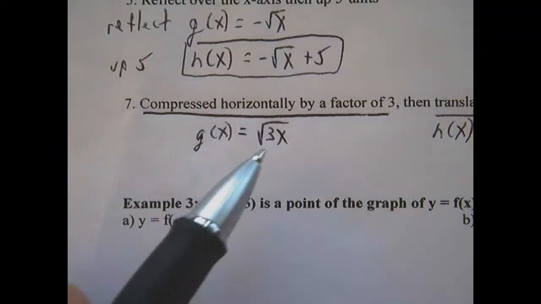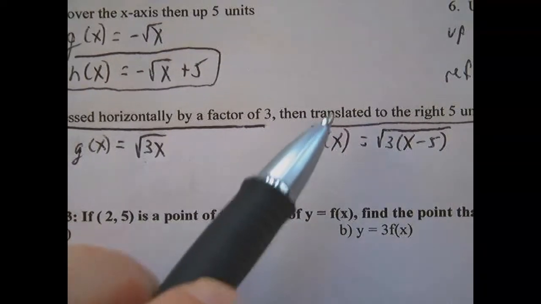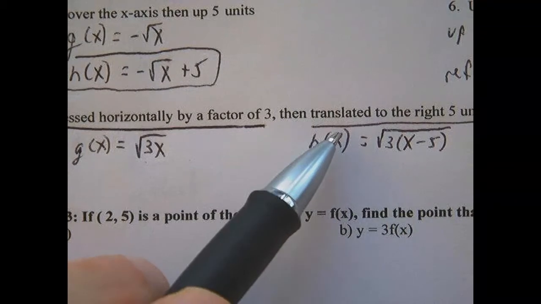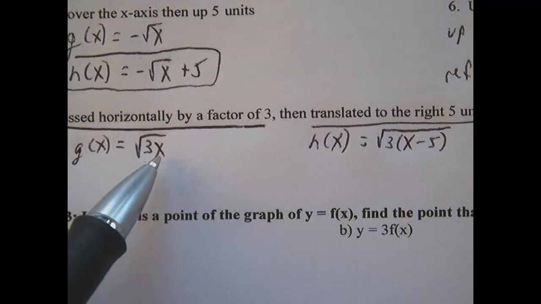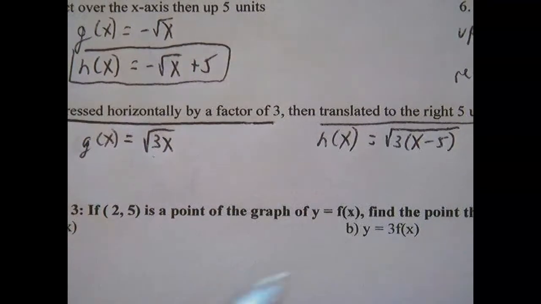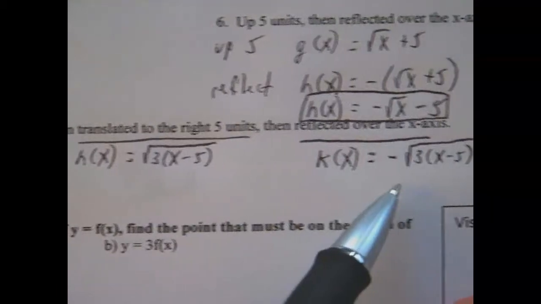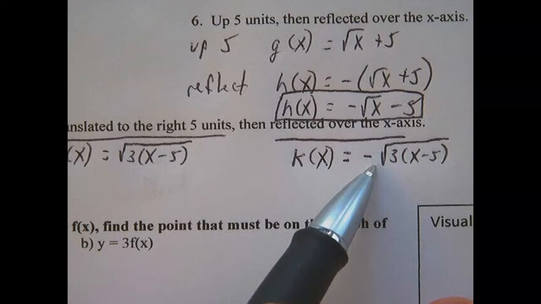Okay, so first, horizontally compressing by a factor of 3, which means this is going to be bigger than a fraction, so there's that one. Then we take this function, and this is where it gets tricky. We are translating it to the right 5 units, which means we're really only replacing the x with x minus 5. So this is what we get. Okay? Then we take this function and reflect it over the x-axis, so that's a vertical reflection over the x-axis. This is our final answer.